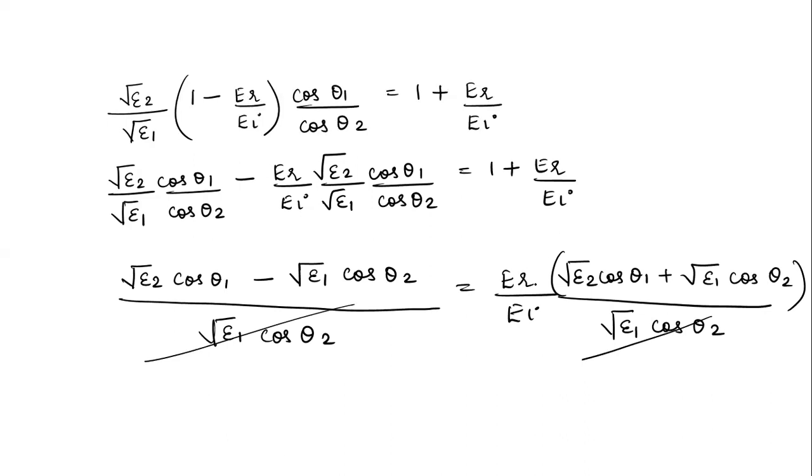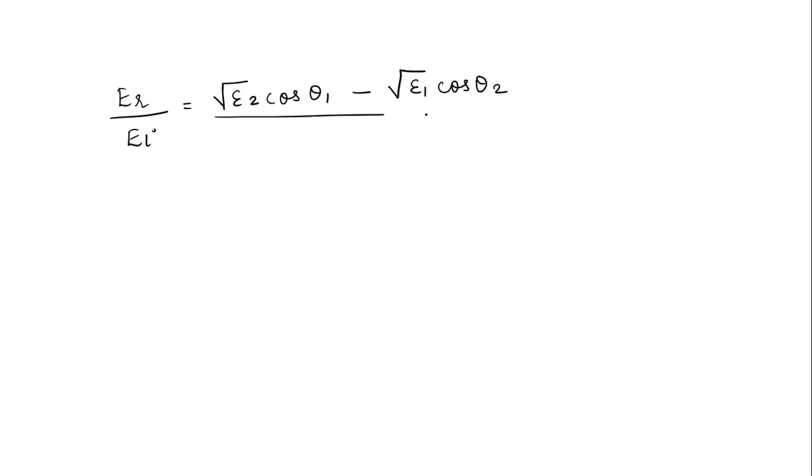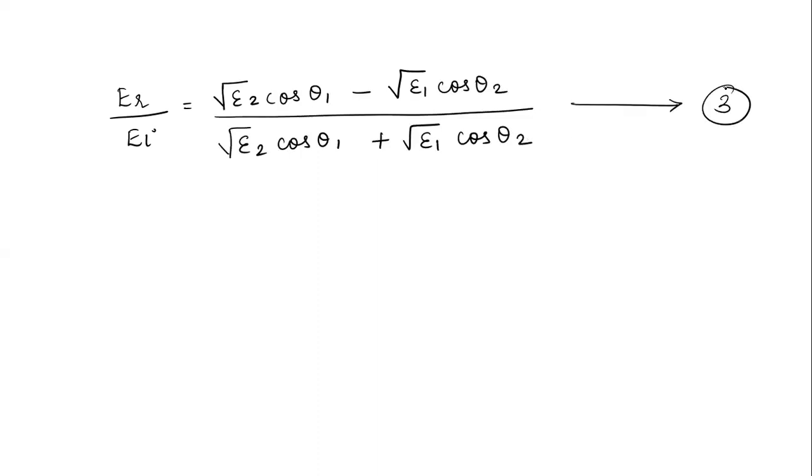That is the reflection coefficient. The question is: find the reflection coefficient. What is the reflection coefficient? ER upon EI. So therefore, ER upon EI becomes root of epsilon 2 cos theta 1 minus root of epsilon 1 cos theta 2 upon root of epsilon 2 cos theta 1 plus root of epsilon 1 cos theta 2. It will look like this. You can call this equation number 3.